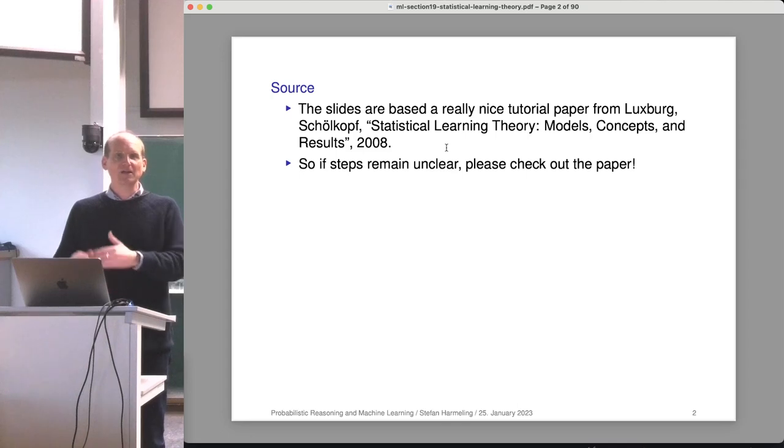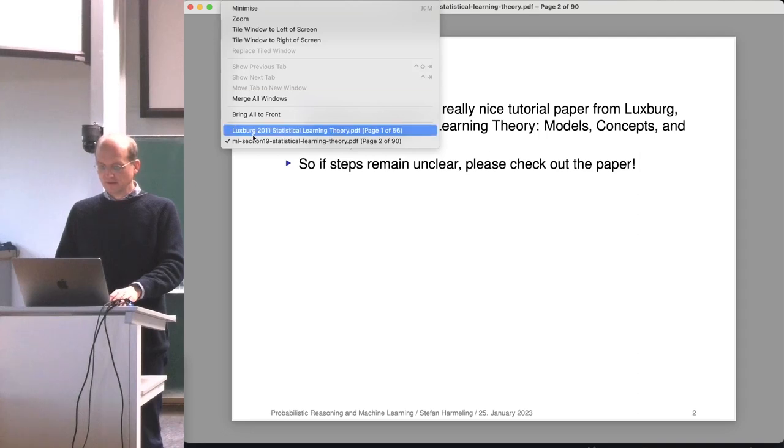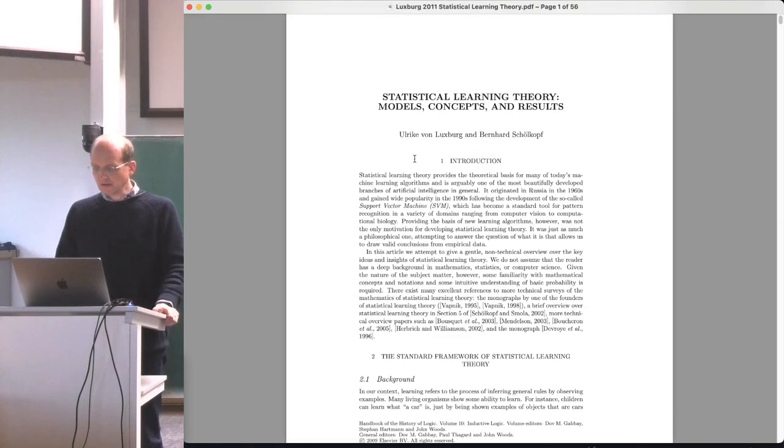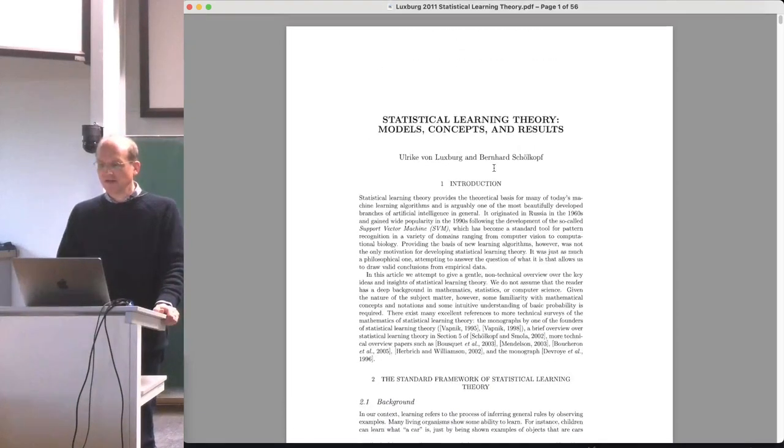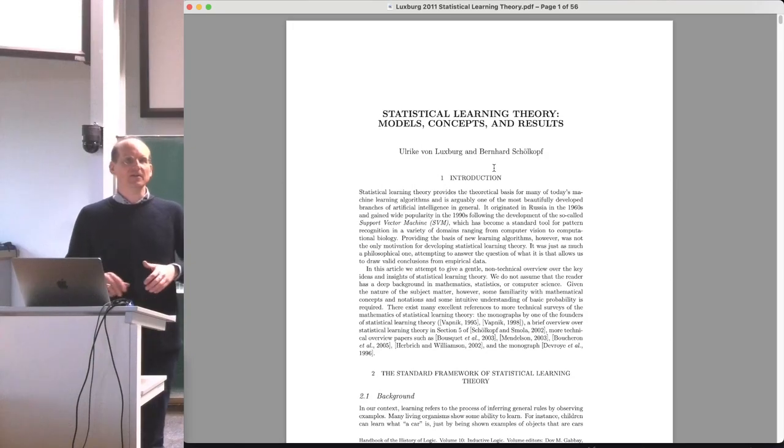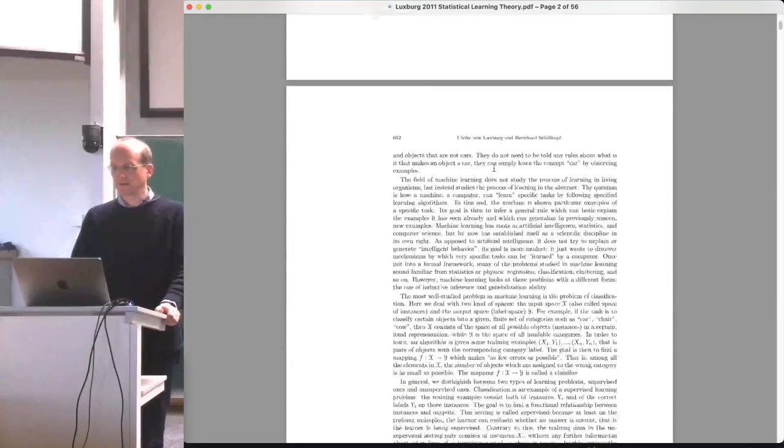So if something is unclear in this lecture, if it's unclear to me, I look into the paper. So if something's unclear to you, you should also look at the paper. Where is it? Can I show you? Oh yeah, here it is. So that's how it looks. It's just a 56-page paper, so it takes quite a while to read, but it's written as an introductory paper, so it has a lot of text and a lot of explanations.